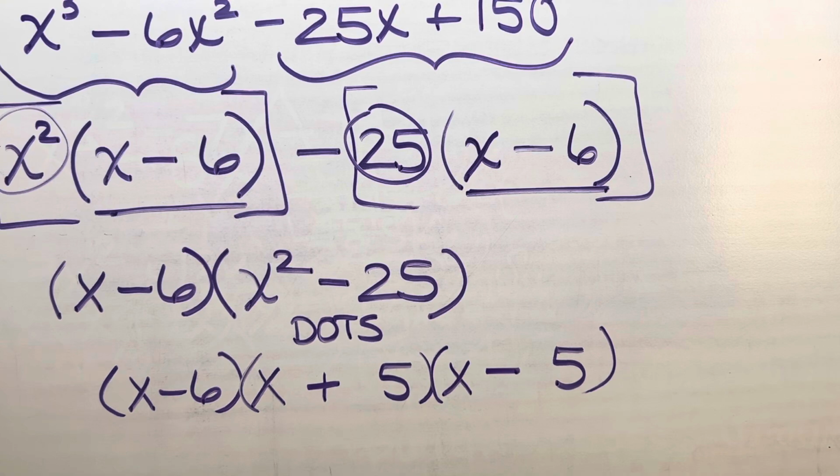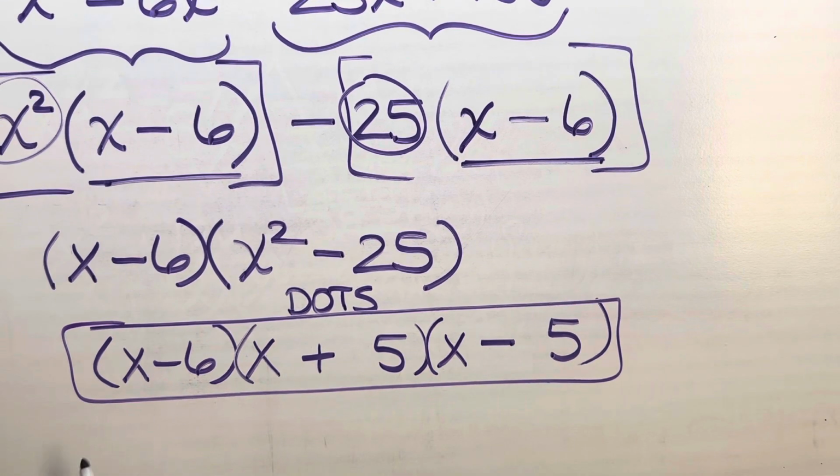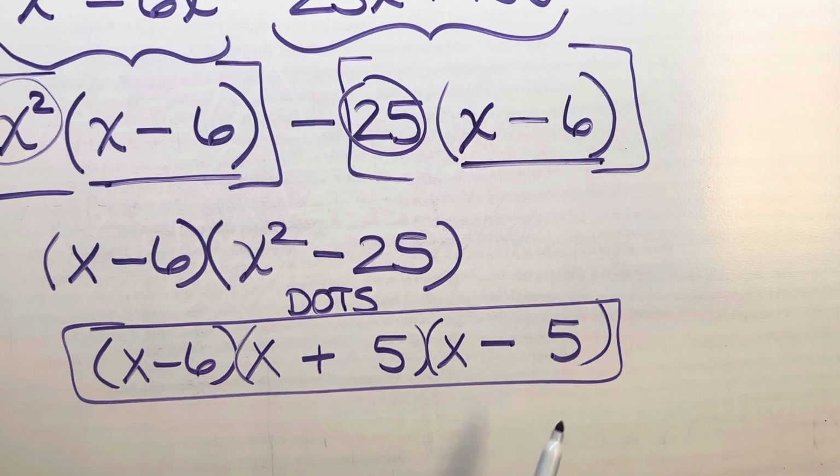So this factoring by grouping, I end up with 3 different parentheses, which is x minus 6, x plus 5, and x minus 5. And that's an example of how you factor by using grouping.